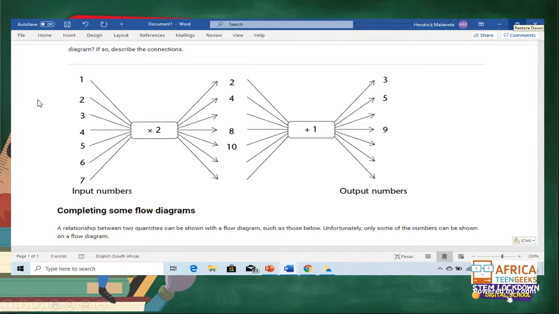So let's see the first one. 1 times 2 is 2. Then 2 plus 1 gives you 3. Can you see how we found it? Yes. So it will be 1 times 2, which is 2, and 2 plus 1 is 3. Now let's look at the second one. There is 2 times 2 is 4, and 4 plus 1 is 5.